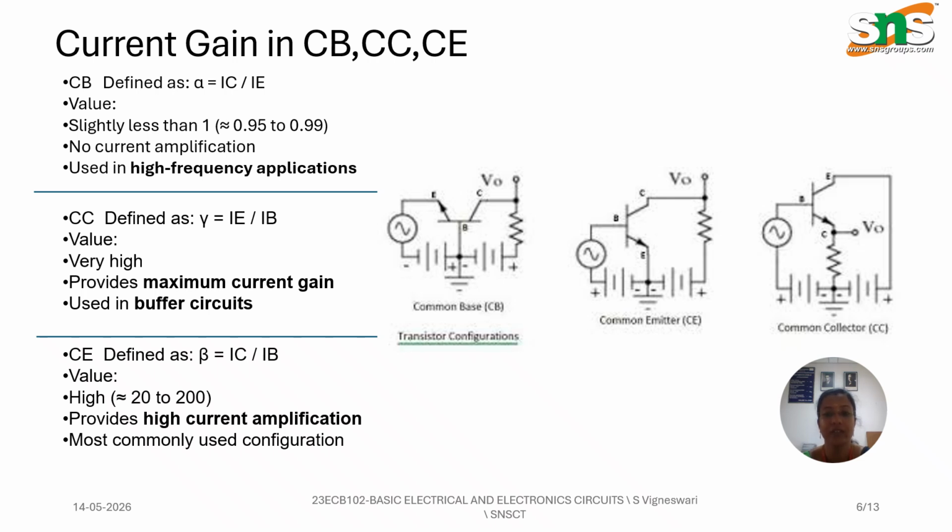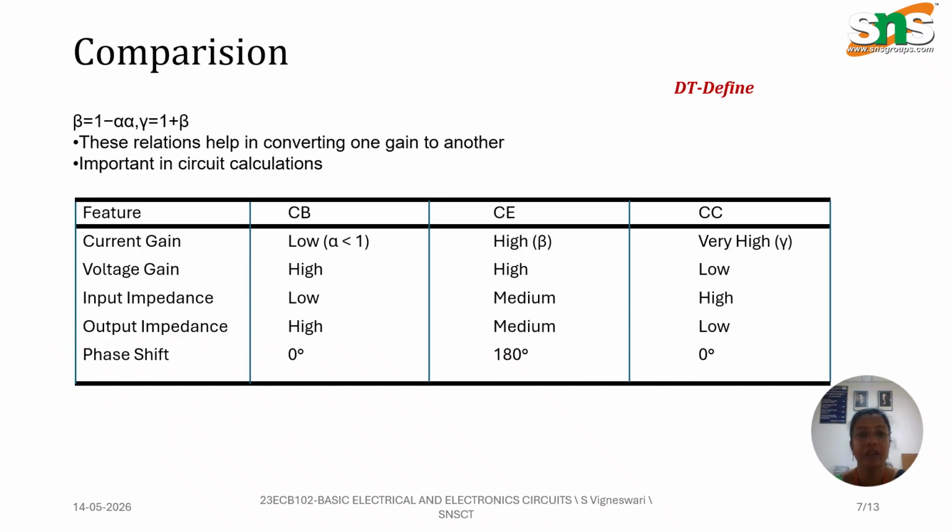In common collector configuration, gamma is very high, while the voltage gain is nearly equal to 1. Because of the maximum current gain, this is mainly used in buffer circuits. Here you can see the comparison chart, where the current gain in common base configuration is low, for common emitter it is high, and for common collector it is very high.